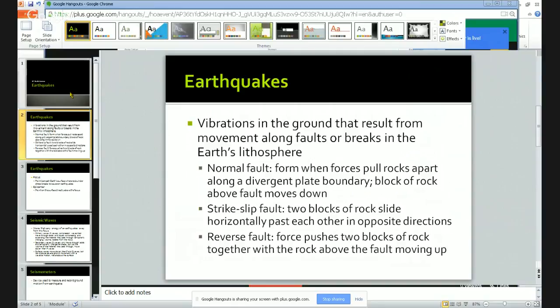The strike slip fault will be a transform fault boundary where they're just sliding past each other. And like I said, the normal fault is going to be with a divergent boundary.